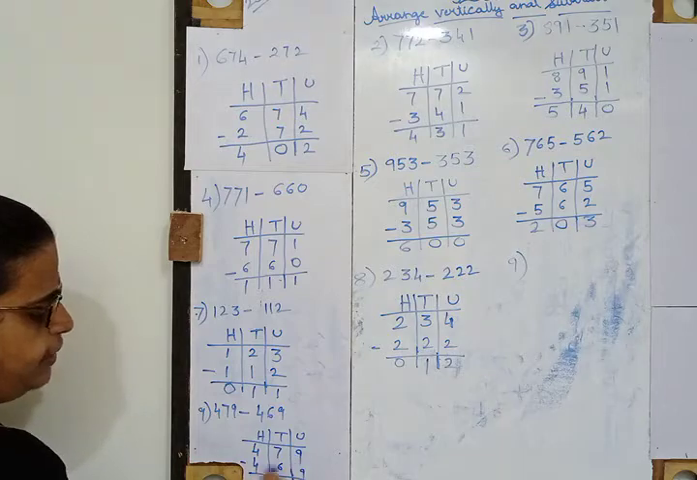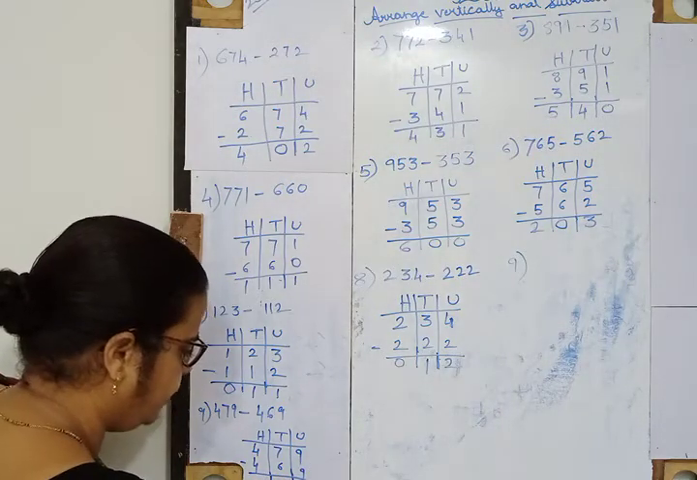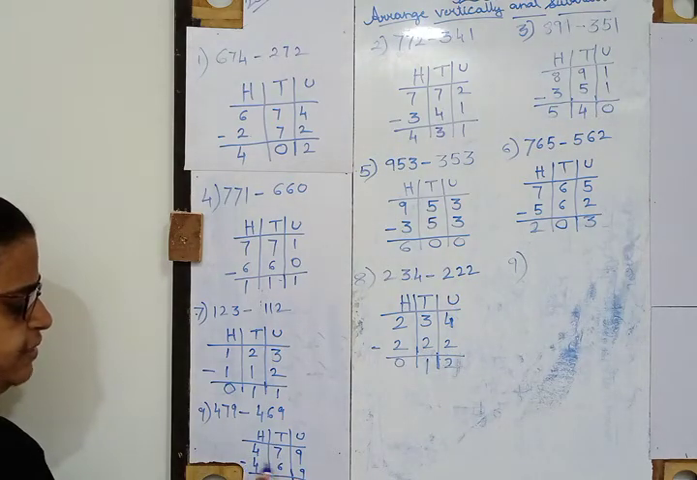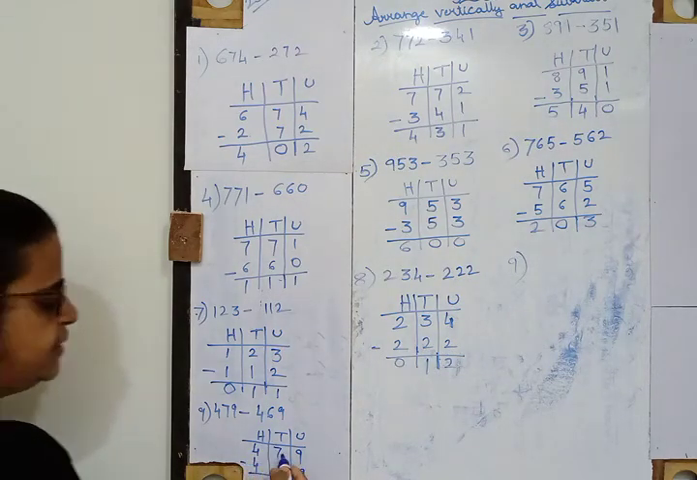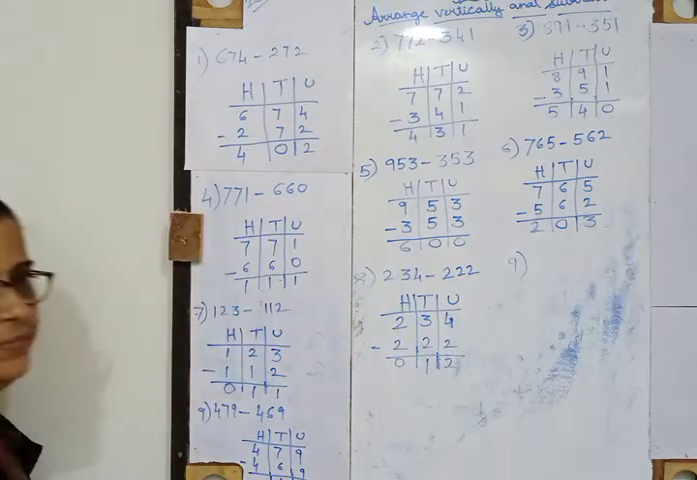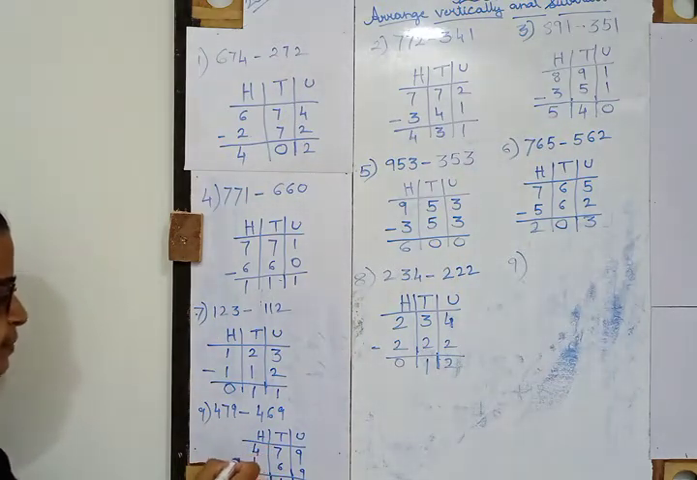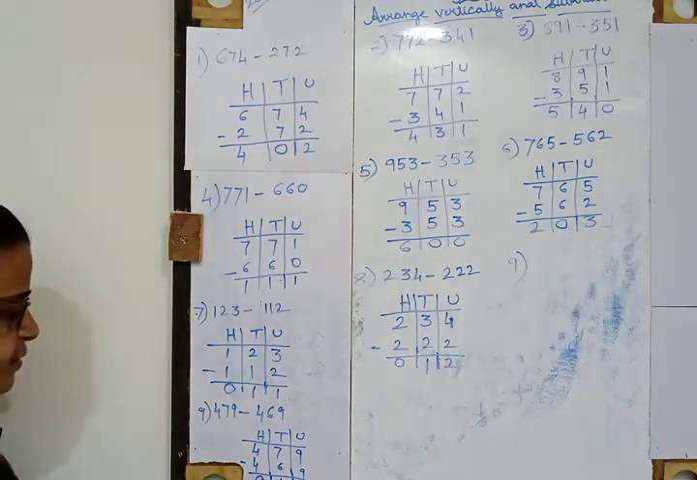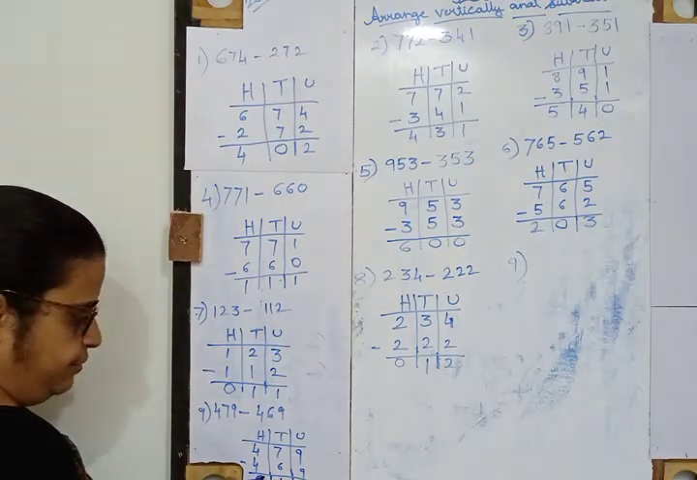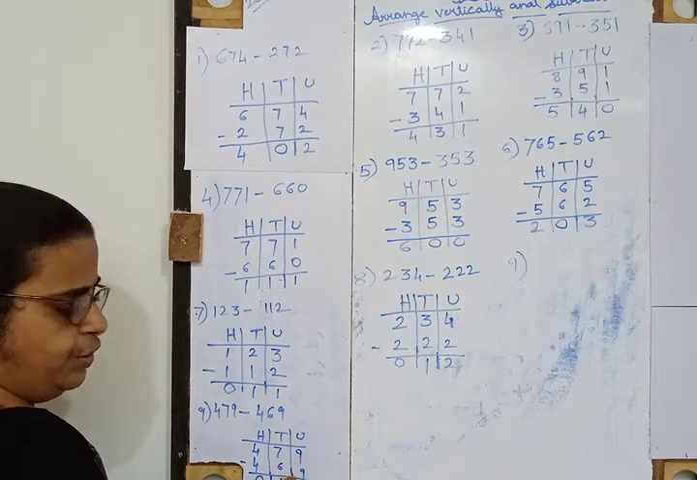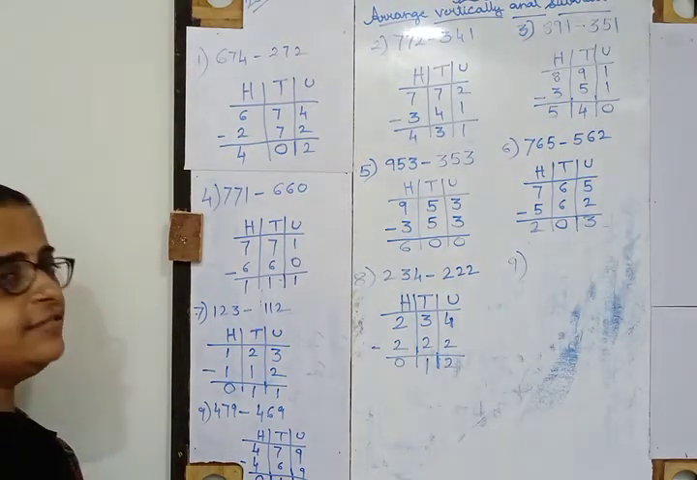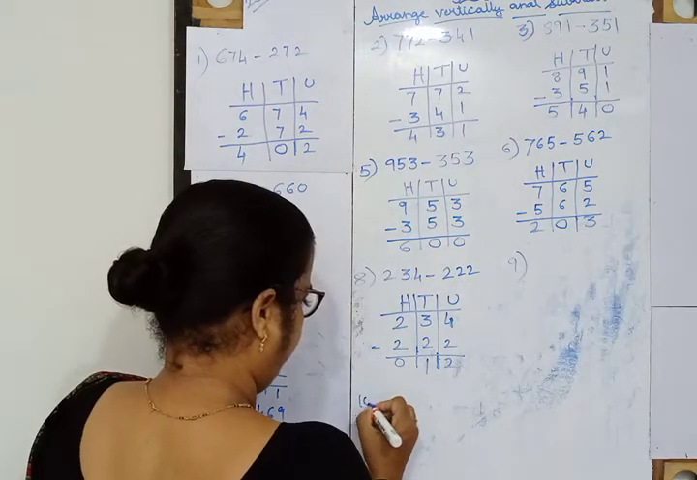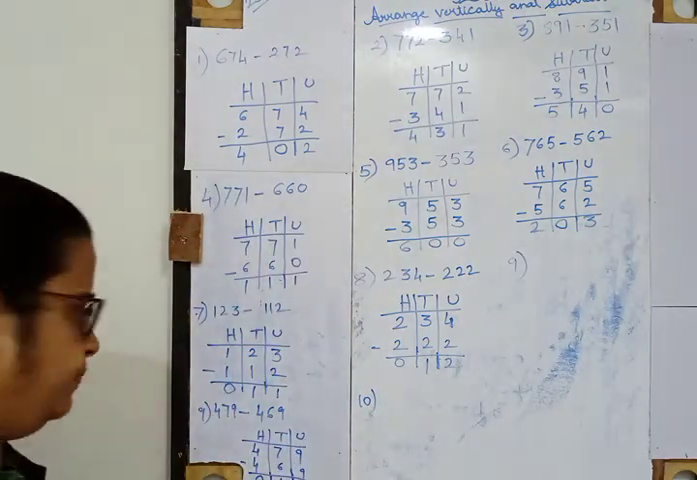9 units minus 9, we get 0. In the tens column, 7 tens minus 6. So 7 minus 6, we get 1. In the hundreds column, 400 minus 400, we get 0. Means 0 hundreds, 1 ten, 0 units. So your answer is 10. Now next example.